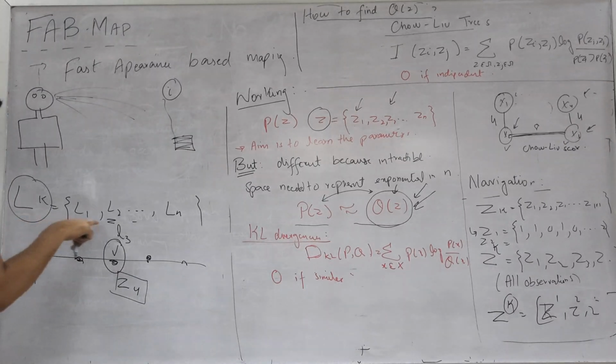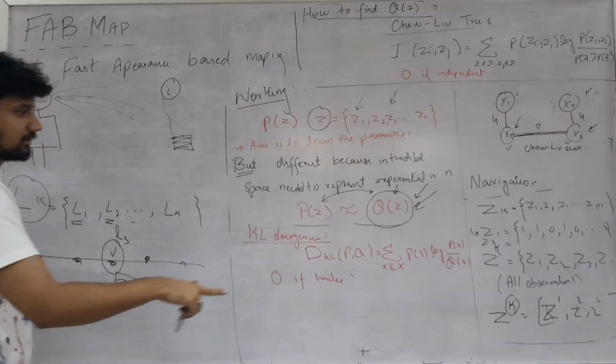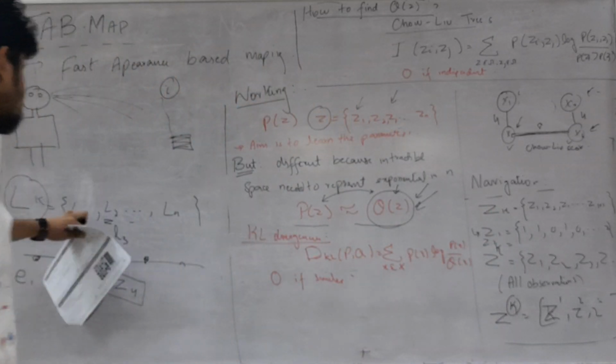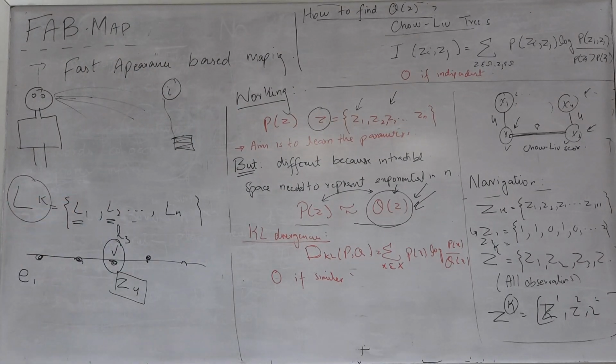So it is making this type of map by observing, and observation is done this way. So this is how it is making a map of your environment.